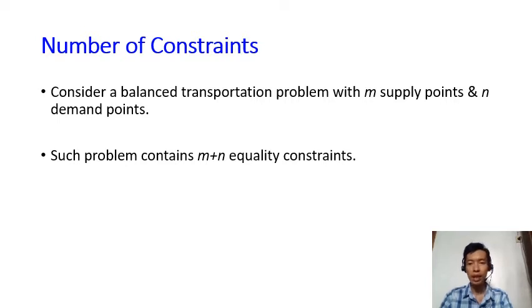If we have a transportation problem with m supply points and n demand points, then we may have m plus n constraints, right? Because we have m constraints for the supply and then n constraints for the demand points, so that we have m plus n equality constraints.